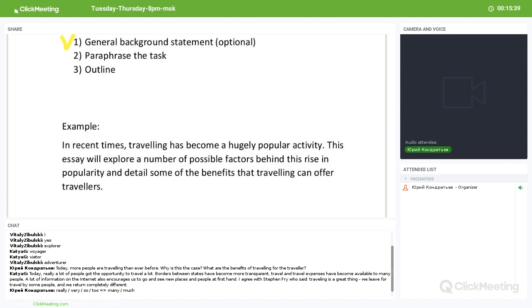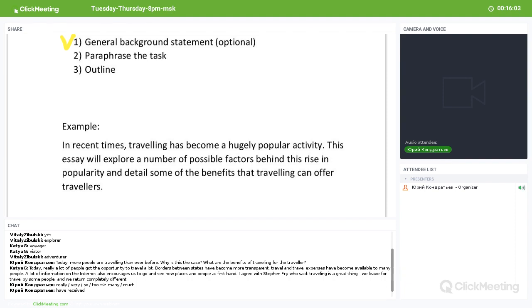got the opportunity to travel a lot. It would be better, first of all, to avoid using the verb to get in essays in all its meanings, because get is mostly for speaking. And secondly, it's better to use present perfect here. So people have received the opportunity. So instead of got, it would sound better in an academic essay to say have received the opportunity to travel a lot.